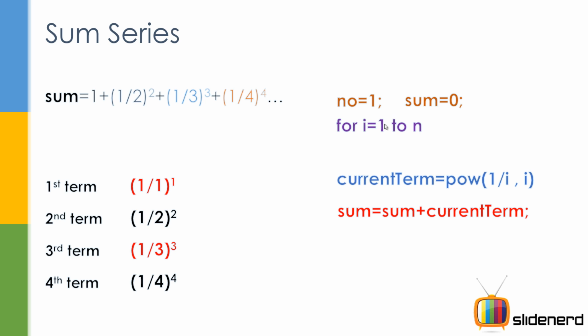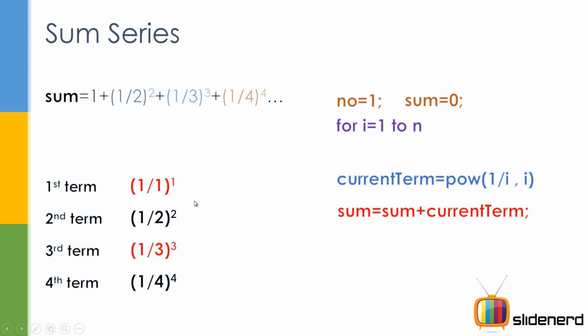I'm gonna loop simply from I equals 1 to N, take the current term, add the current term to the sum, right? So first, I add 1 by 1 to sum, so sum becomes this. Then I add 1 by 2 to sum, so sum becomes this plus this. Then this becomes this, and so on. It keeps adding each step, right?